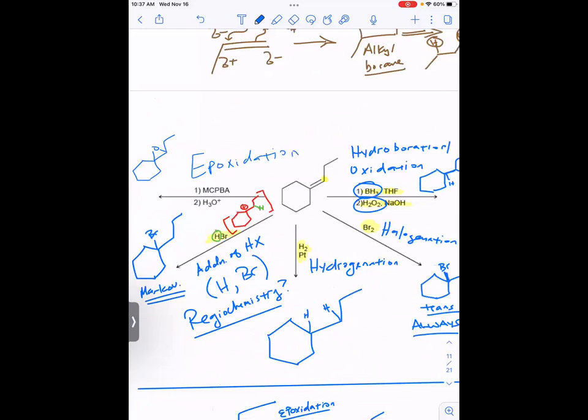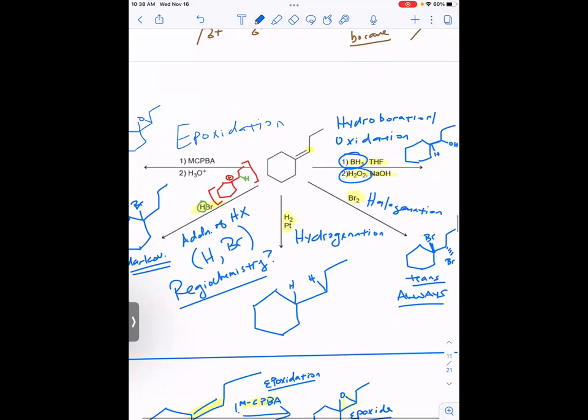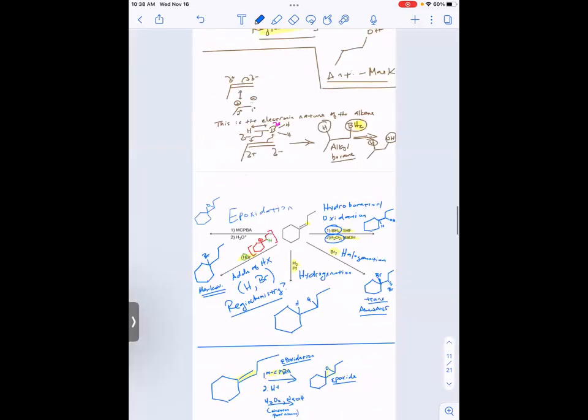Right, so every one of these reactions is a tool. If I want epoxides, I have ways to make them. If I want alkyl halides, I have ways to make them. If I want alkanes, I have a way to make it. If I want alcohols, but I want it with anti-Markovnikov regiochemistry, I have a way to make it. If I want a dihalide, I have a way to make it. All I'm showing you is that I can take an alkene and convert it into multiple different functional groups based on what I use to do the reaction. All right, questions? Any questions?